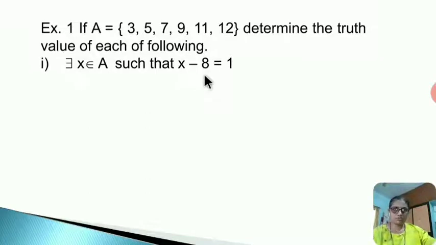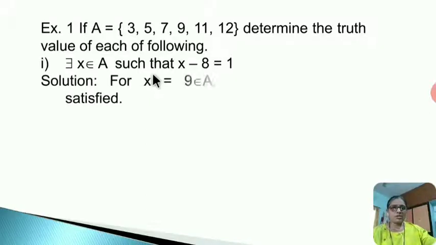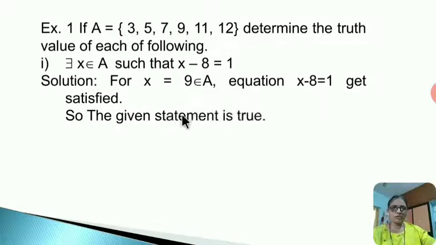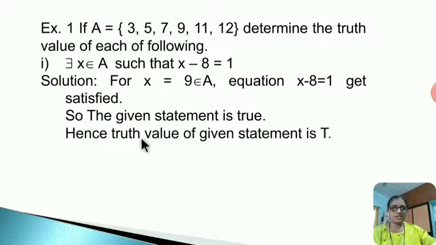Now here for x is equal to 9, which belongs to the given set A, the given equation x minus 8 is equal to 1 gets satisfied. If we put x as 9 in this equation, we get 9 minus 8, it is 1. That means for x is equal to 9, this equation is satisfied. And so the truth value of the given statement is true. Hence here the truth value of the given statement is capital T.